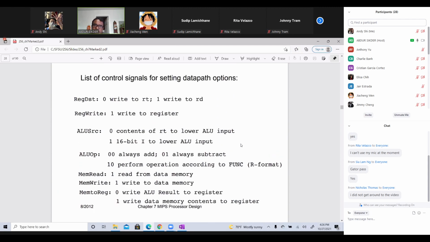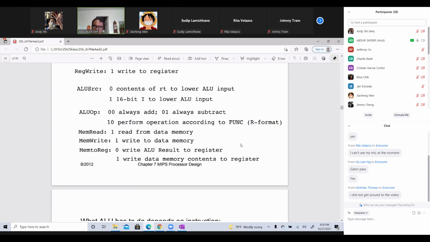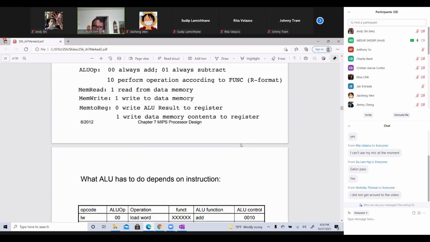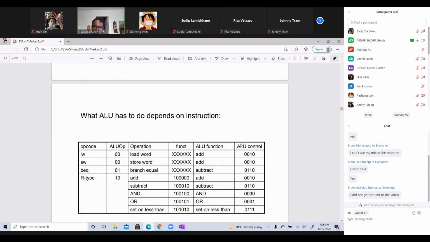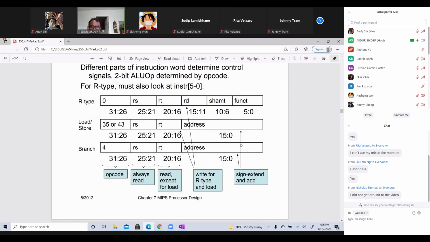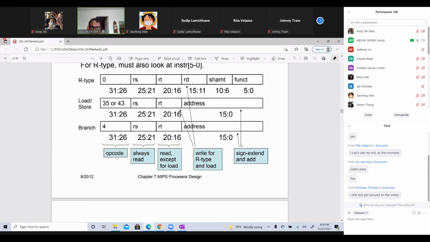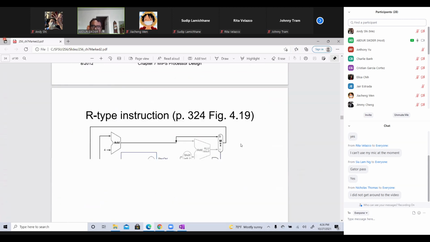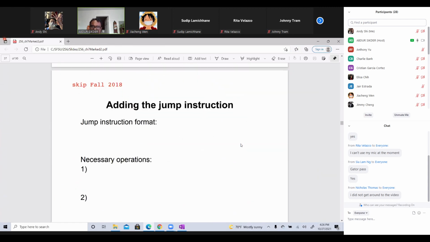So this is the list of control signals for setting the data path. Register write, ALU source, ALU operation, memory read, memory write, memory to register. What the ALU has to do depends on the instruction. So the ALU has its own operation code. For load word it is 00, store word 00, branch equal 01, R type is 10. So they have different kinds of instructions there. Get familiar with this: the R type, load or store is the I type, and the branch is the J type. So just look through this and try to understand it as best as you can.